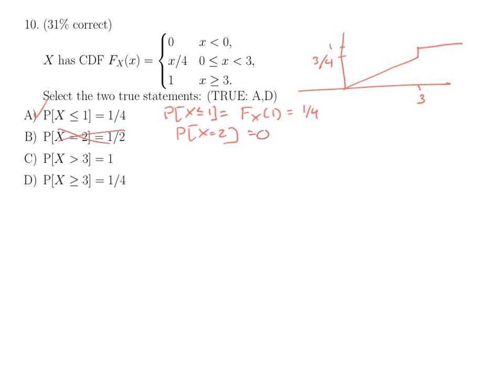The third statement, in fact, the probability x is greater than 3 is 0. So it's exactly the opposite of what you would have thought. And the fourth statement is the correct one, because that 1/4 is exactly the height of this jump at 3. So frankly, I was hoping to have given you guys a gift that this would be an easy one. So I don't really know what went wrong here.